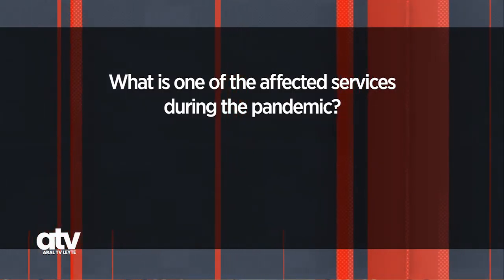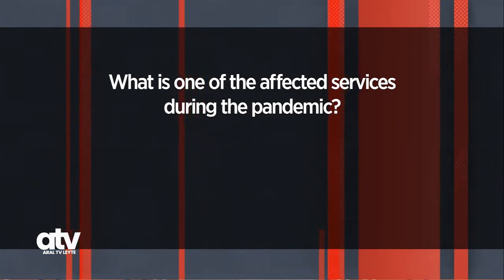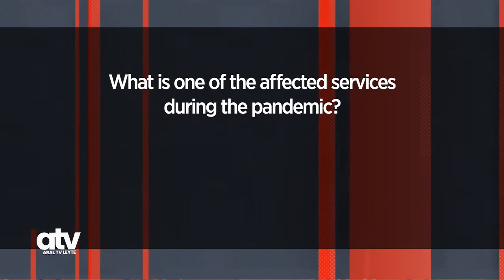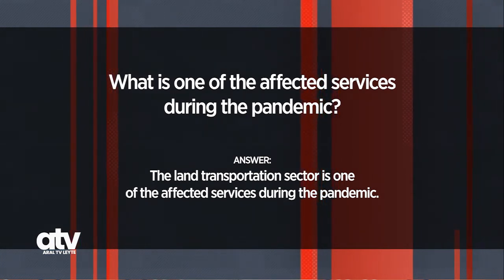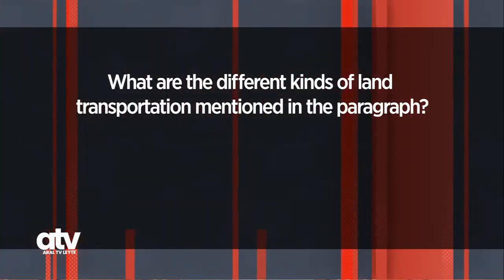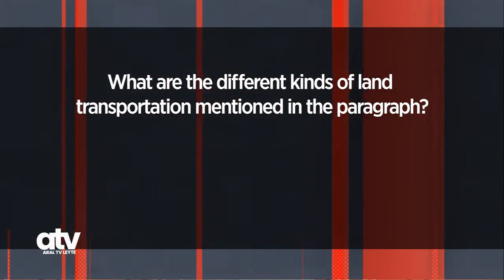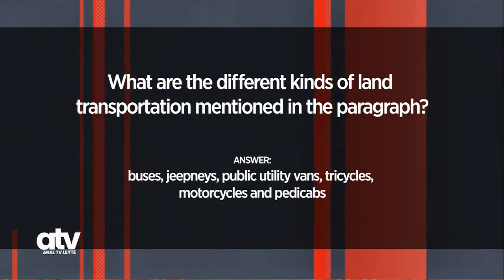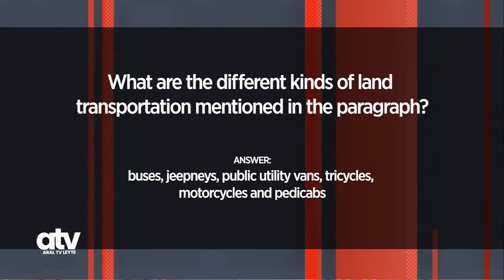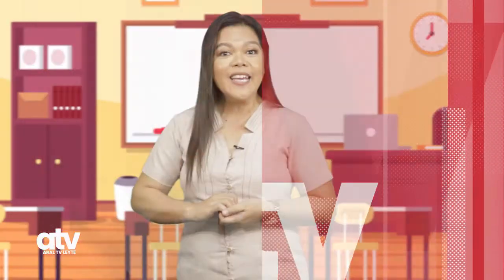Now, let's answer some questions. First, based on the paragraph, what is one of the affected services during the pandemic? Yes, the land transportation sector is one of the affected services during the pandemic. Second, what are the different kinds of land transportation mentioned in the paragraph? Correct! Buses, jeepneys, public utility vans, tricycles, motorcycles, and pedicabs. We can say that the first sentence in the paragraph is the general statement, and the second sentence, which enumerates the different modes of land transportation, is the specific statement.